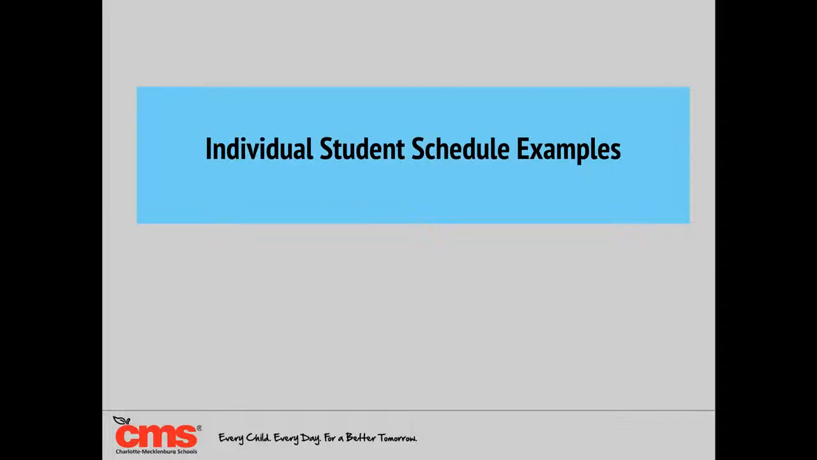And then here we have some student schedules that we pulled off of PowerSchool just to kind of give you an idea of what works. So this is a different actual example of what a student got scheduled. Correct.